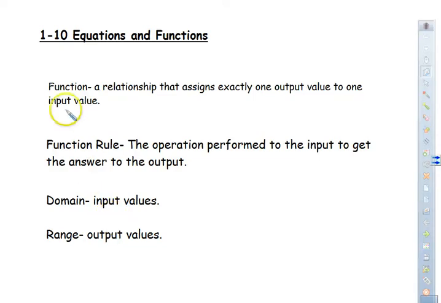I know I did. We are going to be going over section 1.10, which is equations and functions. So what I want you to do first is go ahead and copy this information down into your notes. So go ahead and hit pause, and then we'll come back and discuss.